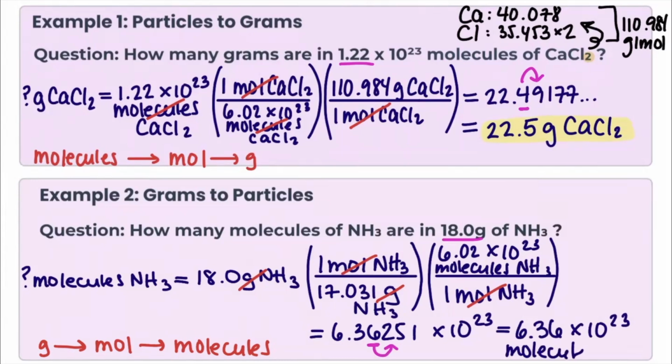And that's a wrap for today, you guys. Hopefully, by the end of this lesson, you now understand how to convert between grams and moles and particles using molar mass and Avogadro's number. Because in the next lesson, we'll be moving on to 3-step stoichiometry problems, where we will be learning how to go from mass to mass using mole ratios.